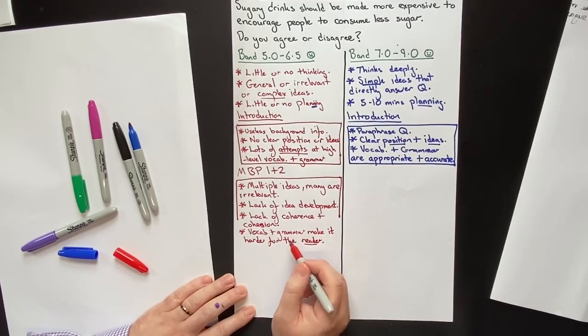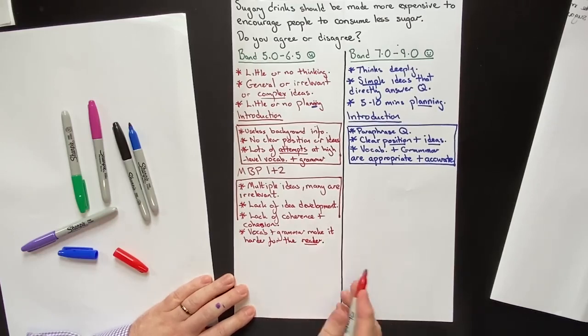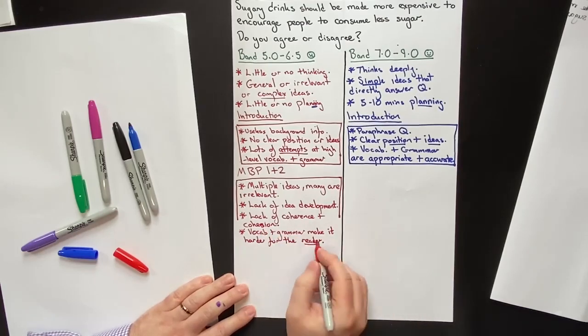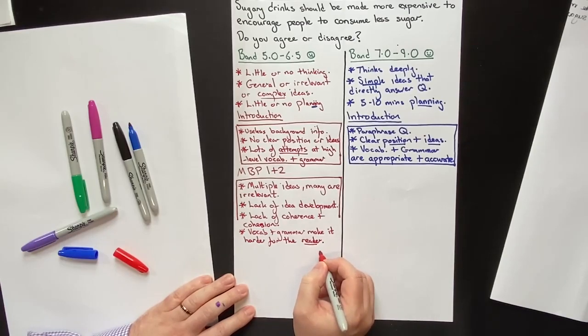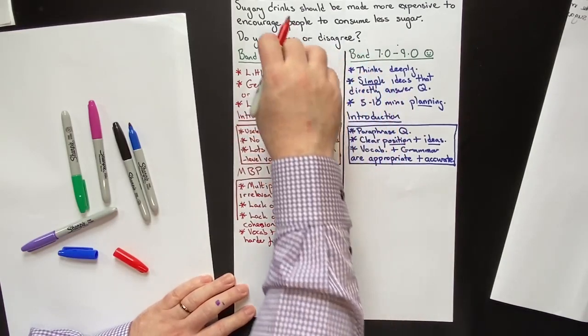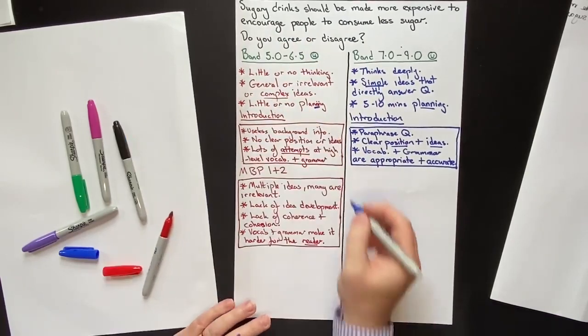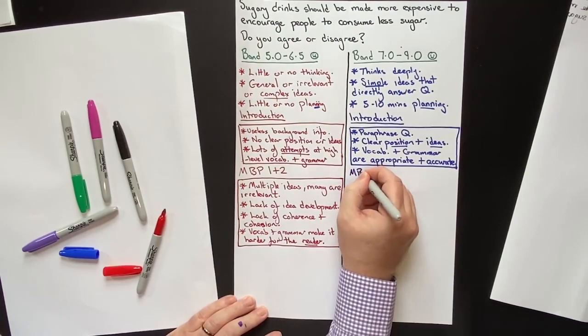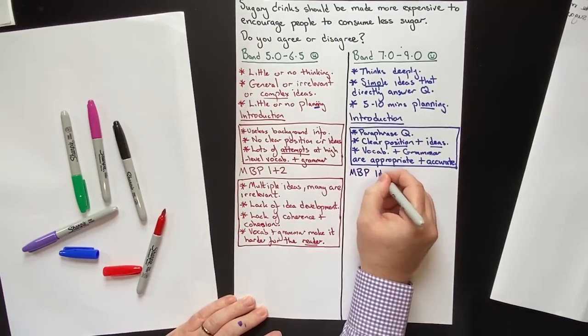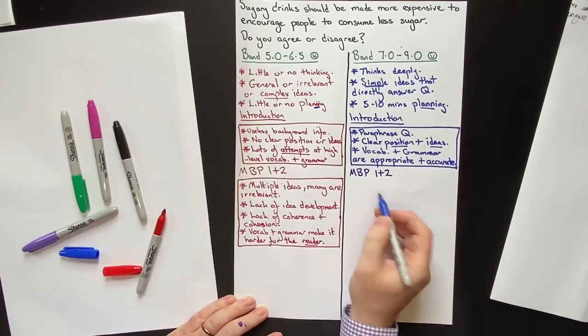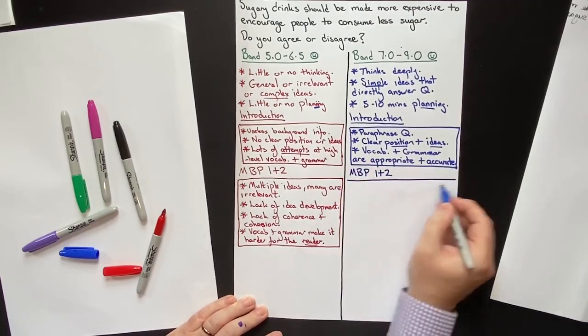It doesn't matter if it is high level or not. It doesn't matter if it is complex or not. Does it help the reader or not? If it doesn't help the reader, then you're going to get one of these lower scores. Let's contrast that with a band 8, band 9 student. What are they doing in their main body paragraphs?